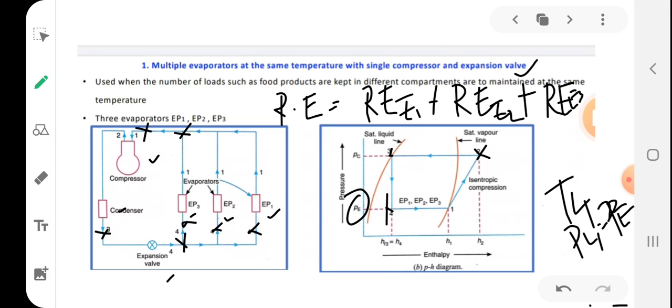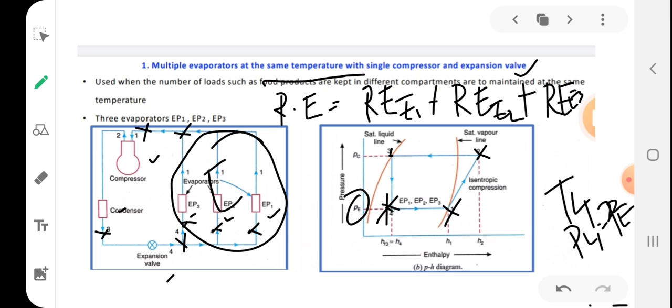So that is the first type of multiple evaporator system. The important points are same temperature and single compressor. Same temperature means the inlet temperature and outlet temperature of all the three evaporators will be the same. Okay, so actually this together acts as a single evaporator. So that single evaporator is E. Here it acts as only a single evaporator E.